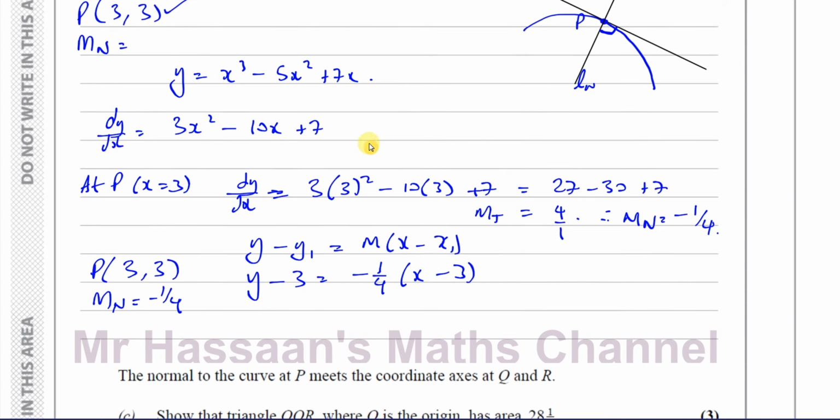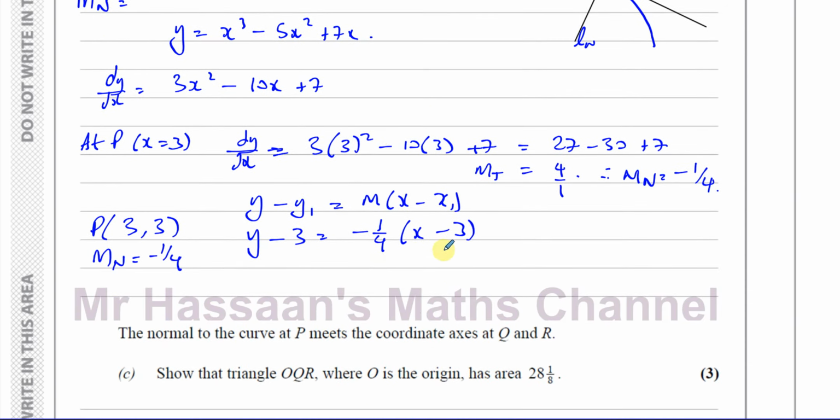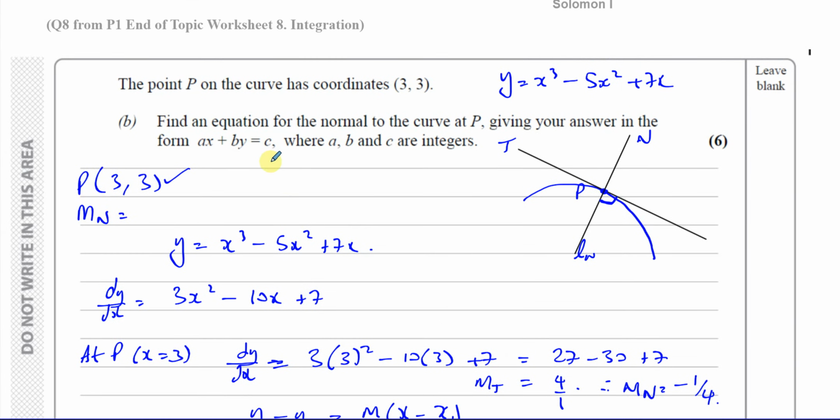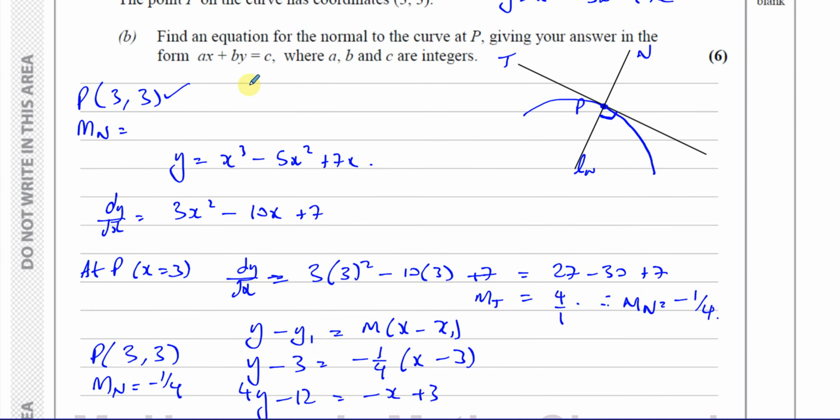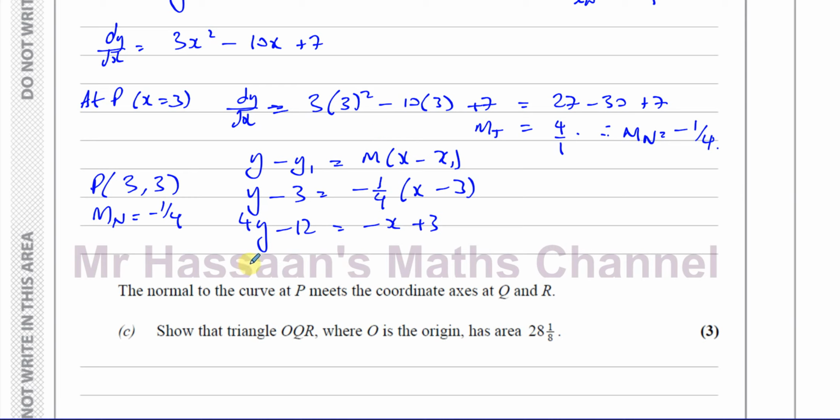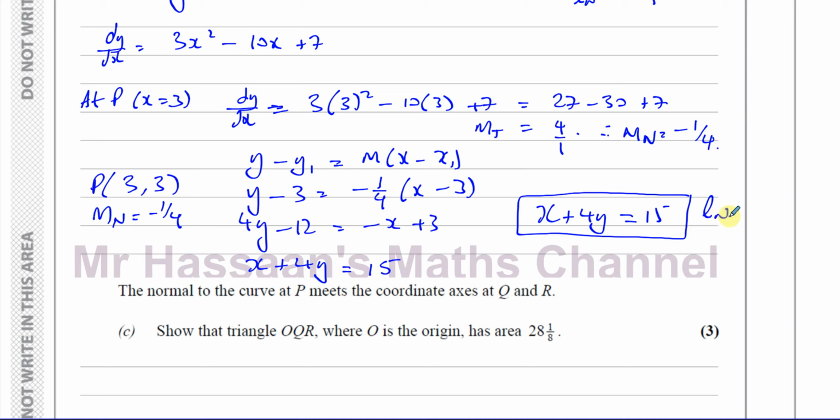As we want to express it in this form where everything is an integer, I can multiply both sides by 4 to get rid of the fraction. So I have 4y minus 12 equals minus x plus 3. We want to bring all the terms in x and y to one side and the numbers to the other side. So I add x to both sides and add 12 to both sides: x plus 4y equals 3 plus 12, which is 15. So x plus 4y equals 15. That is the equation of the normal line.